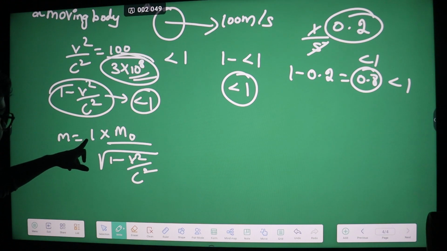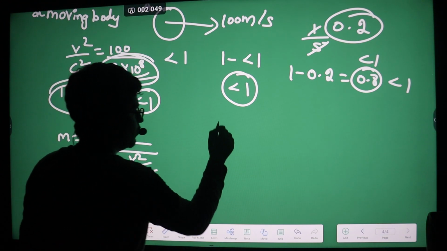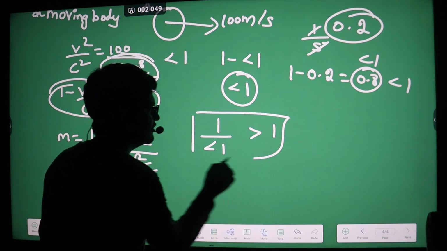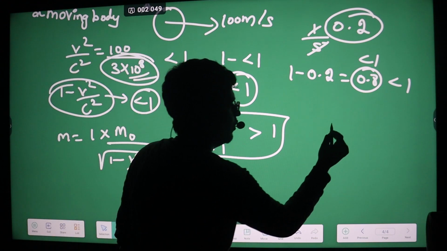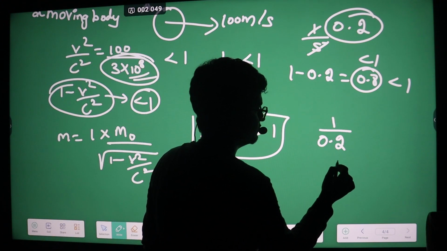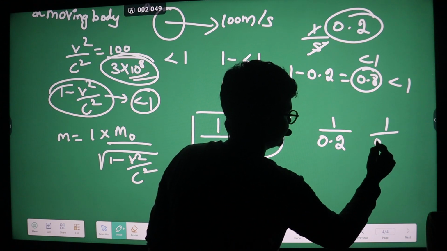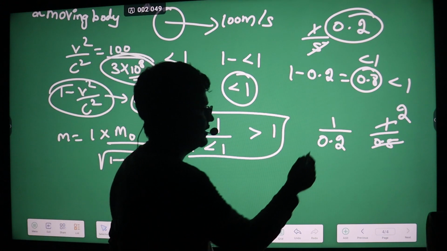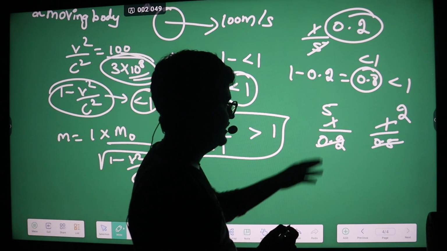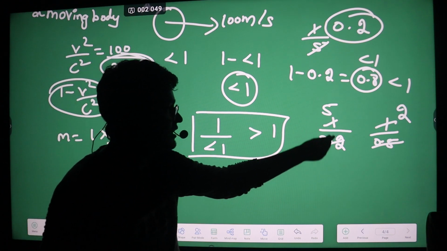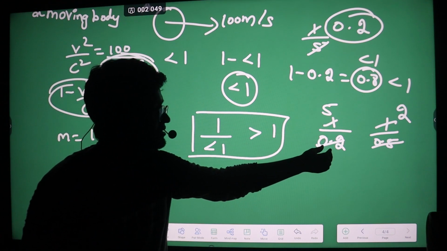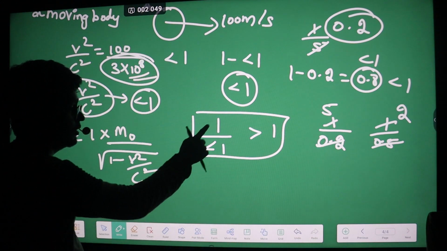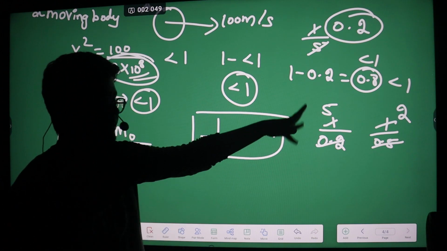So here, as you can see, it is 1 upon less than 1. 1 upon less than 1 is always going to be greater than 1. How am I saying 1 upon less than 1 is always greater than 1? See here, 1 upon 0.2, 1 upon 0.5. So here it is 2 times, right? 0.5 goes 2 times, and for 0.2 it is 5 times. So here, as you can see, the denominator is lesser than 1. If the denominator is lesser than 1, then the whole value is greater than 1. Here, as you can see, 1 upon lesser than 1, that's why I wrote it is greater than 1.